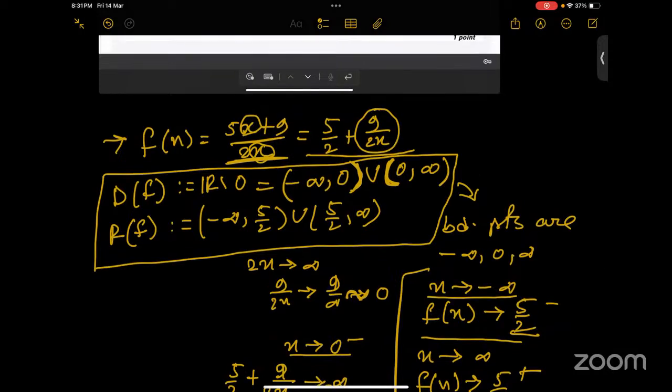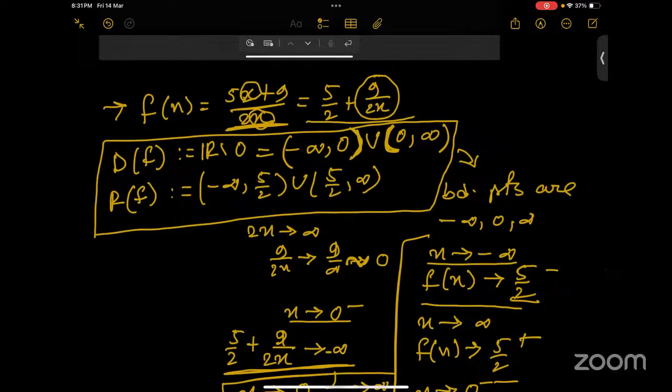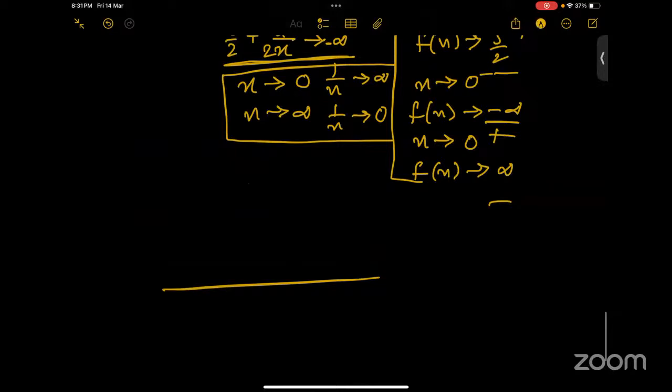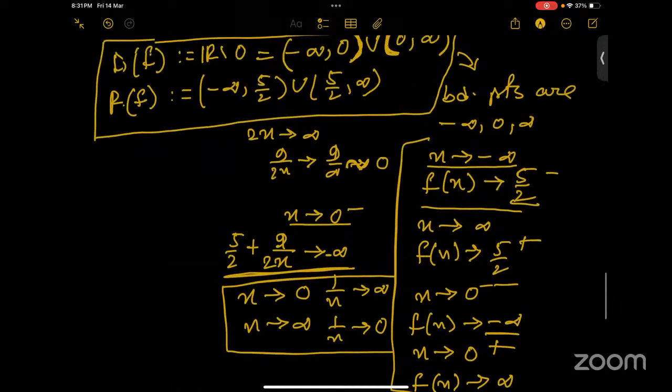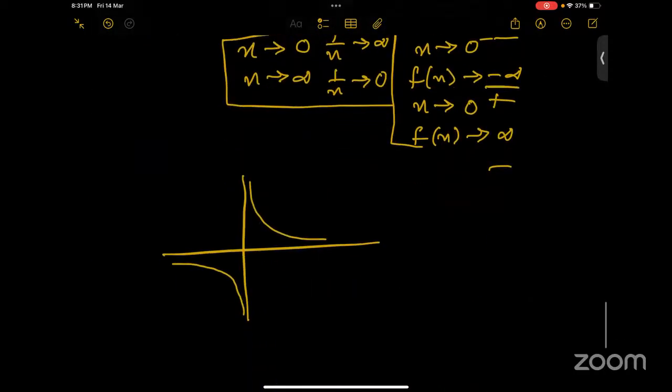Graph will be how, madam? We can draw the graph like 1 by x graph, we know, right? So the graph of 1 by x is like that. And 5 by 2 will be the asymptote, that means you have to just shift it up. Just shifting, that's it. Okay, ma'am. Thank you.